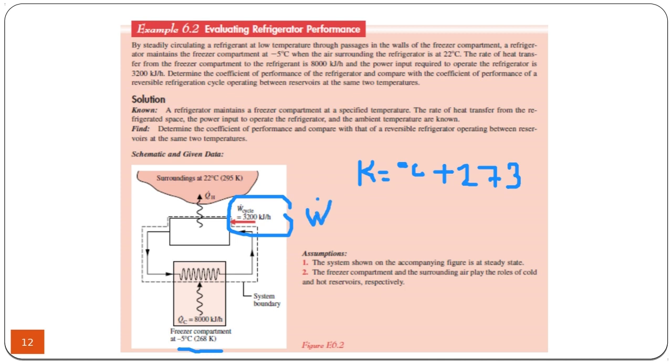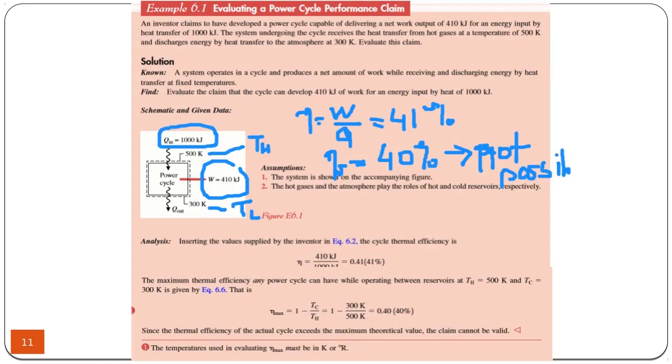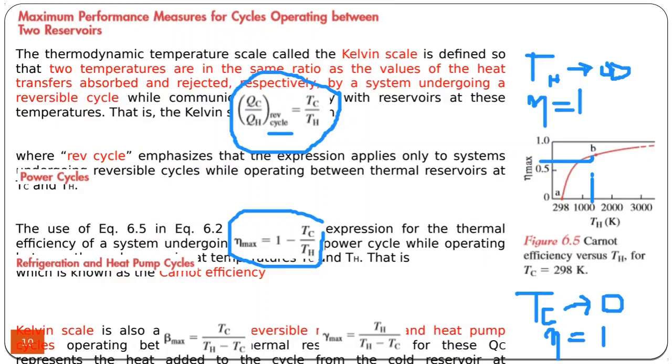So it's asking the coefficient of performance of the refrigerator and compare it with the reversible refrigeration cycle operating between these given temperatures. So the COP is always output divided by input. Of course, this is the beta COP, meaning that this is the COP used for the cooling.